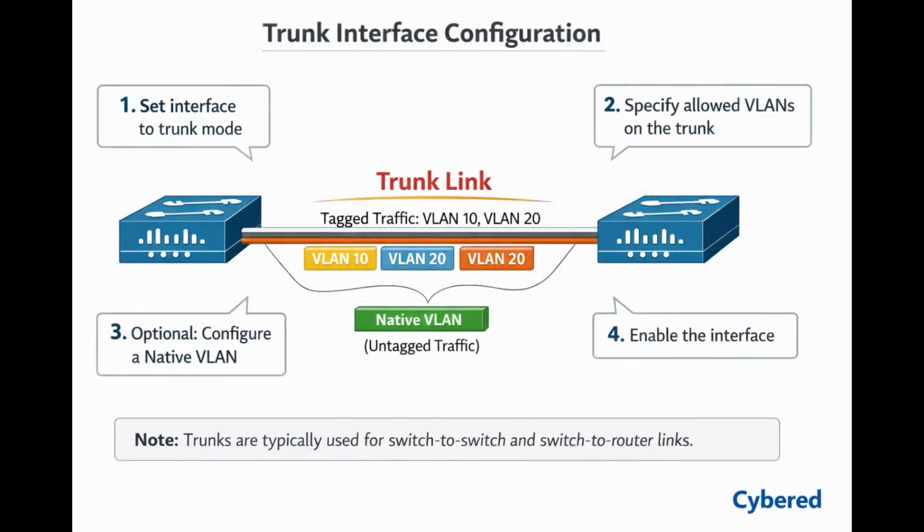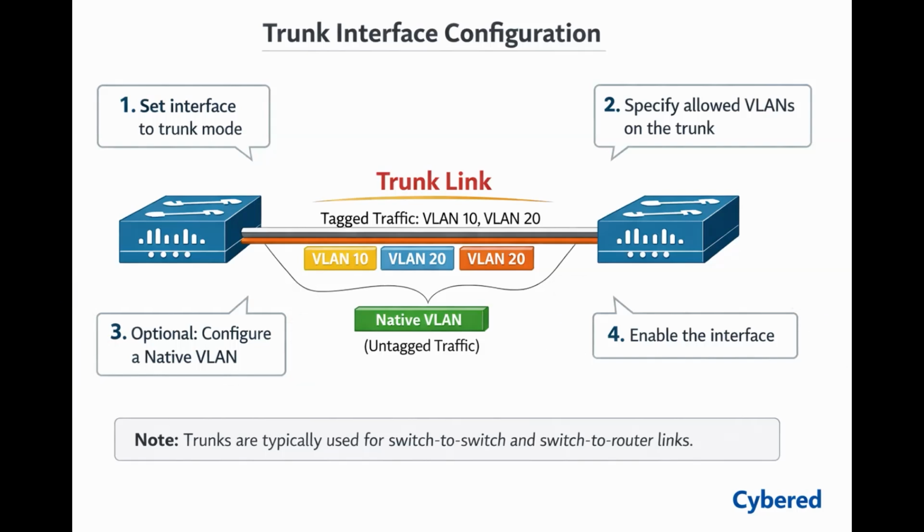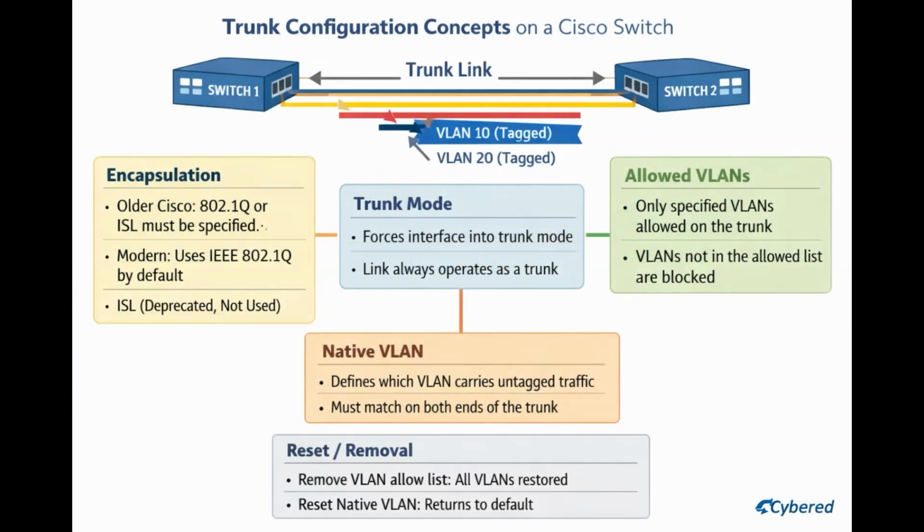Here's a trunk configuration on Cisco IOS. A trunk interface is configured as follows. Set the interface to trunk mode, specify which VLANs are allowed on the trunk, optionally configure a native VLAN, and enable the interface. Right, here's a breakdown of trunk configuration.